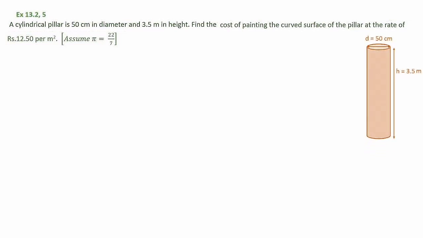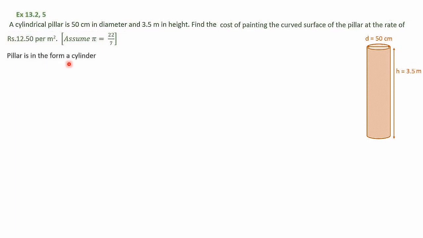So the pillar looks like this. The diameter is given to us, 50 centimeter, and height is 3.5 meter. A very important thing you have to notice is the units. One is in centimeter and another one is in meter. So both we have to convert into the same unit. That we will do while calculating.